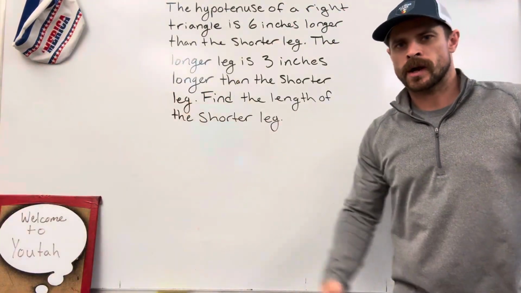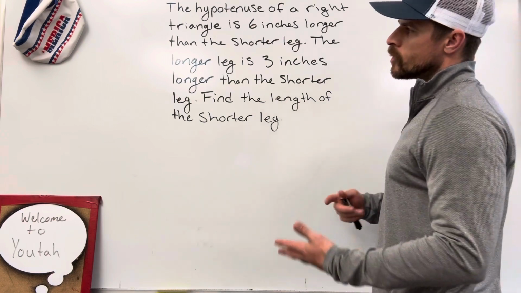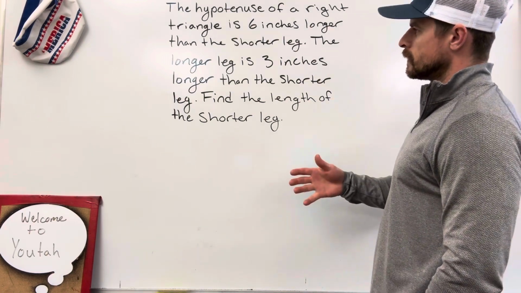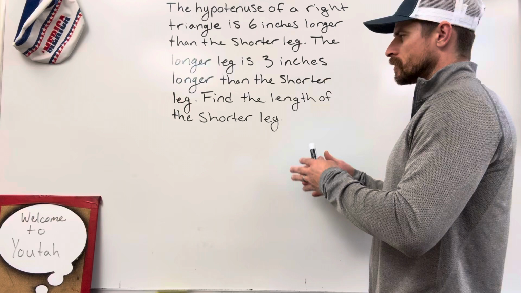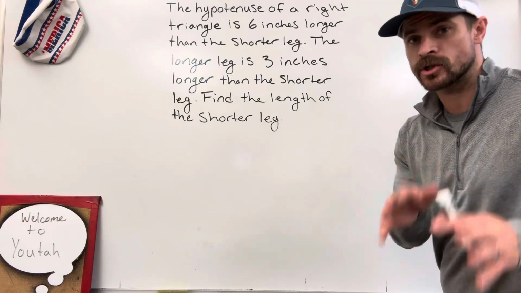We all love word problems, so here's a good one for you. The hypotenuse of a right triangle is 6 inches longer than the shorter leg. The longer leg is 3 inches longer than the shorter leg. Find the length of the shorter leg. Okay, let's break this down. Let me show you what I would do.